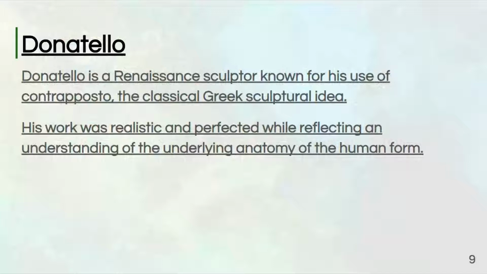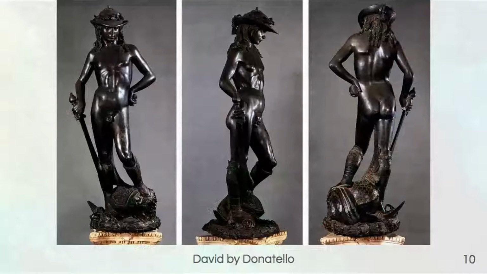The first artist we're going to talk about is Donatello, and Donatello brings back the idea of contrapposto. He wasn't the only one, but he's the one we're going to talk about. His work was very realistic. He wanted to focus on the underlying structure that we saw in human forms, while sometimes still presenting an idealized form, especially here in David by Donatello.